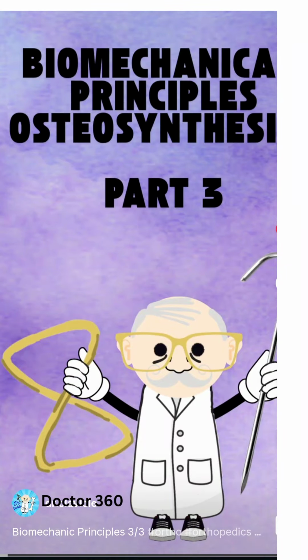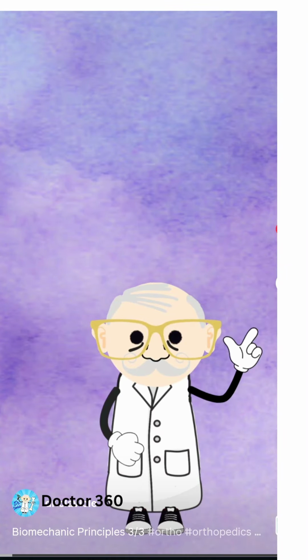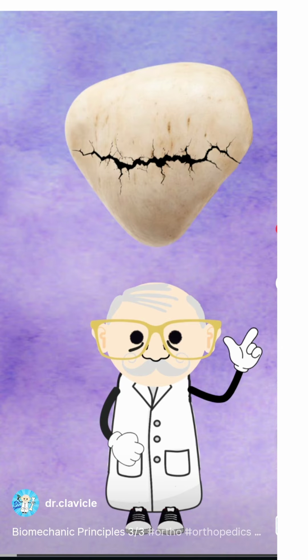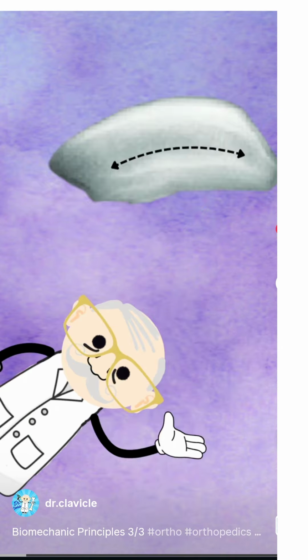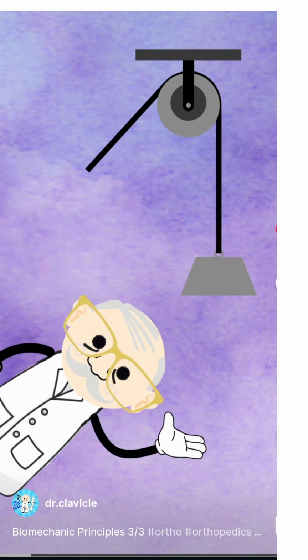Synthesis. Part 3. The tension band. For this concept, let's use a transverse patella fracture as an example. The patella isn't a straight rod. It's a curved bone that acts like a pulley for the extensor mechanism.